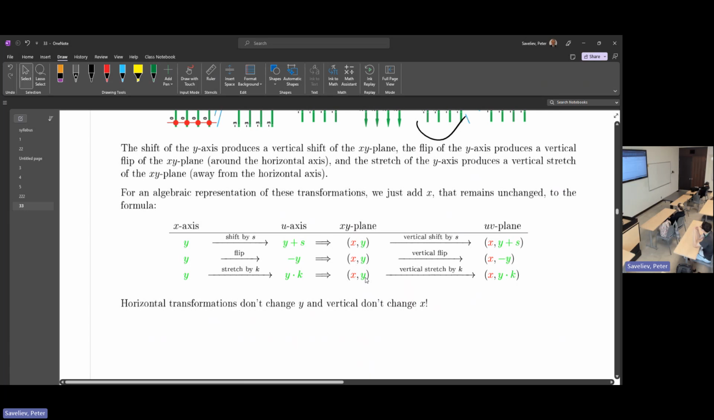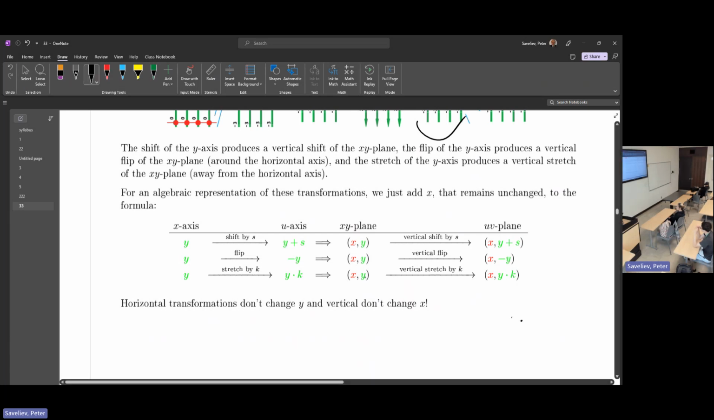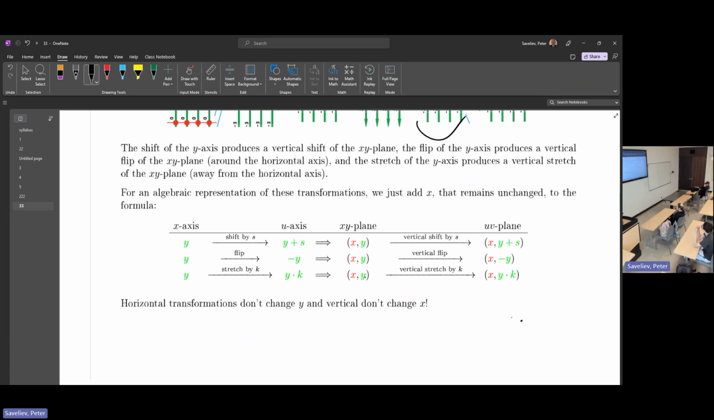Even if we just take the same transformations, we can apply the three transformations in any direction. So we can shift in any direction, we can flip about any axis. Then we can still combine them together.